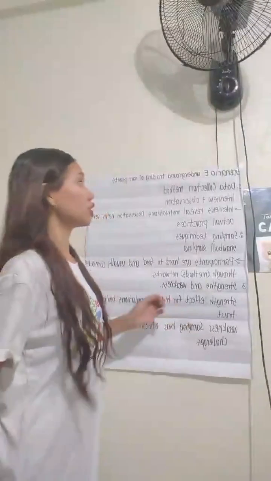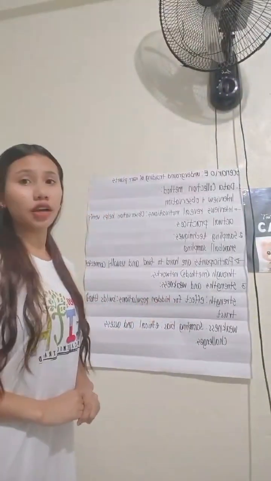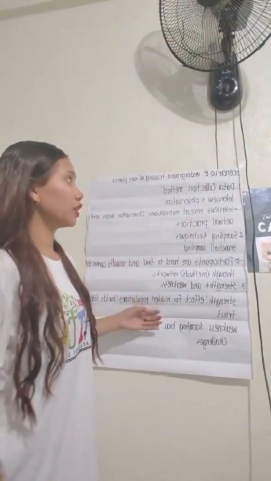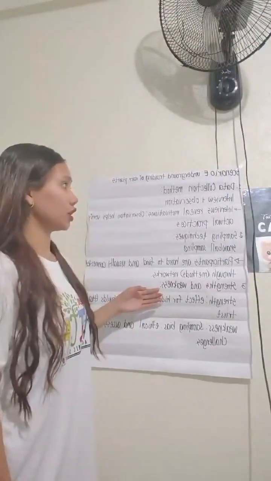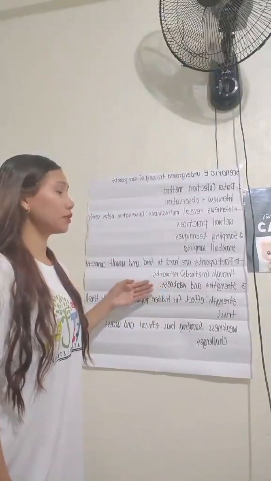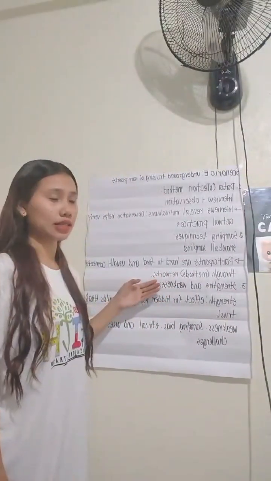Good day everyone. So this is scenario E. Underground trading of rare plants. Number 1, data collection method. Interview plus observation. Interviews reveal motivations. Observation helps verify actual practices.